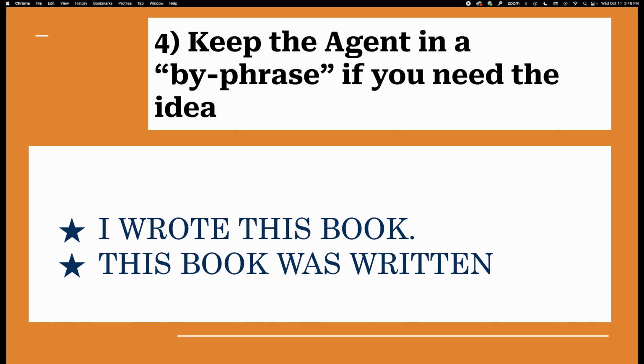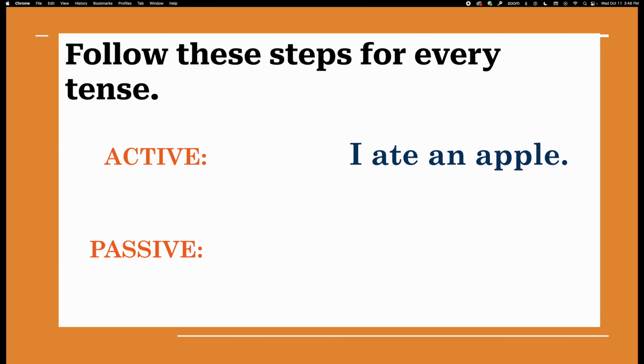Now, at the end of this, I had the word me. If you want to tell us who did the verb, we call it a by phrase. Put the agent in a by phrase if you need the idea. It was written by me. So I wrote this book and this book was written by me have exactly the same meaning.